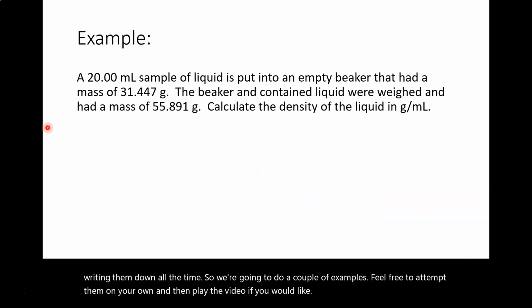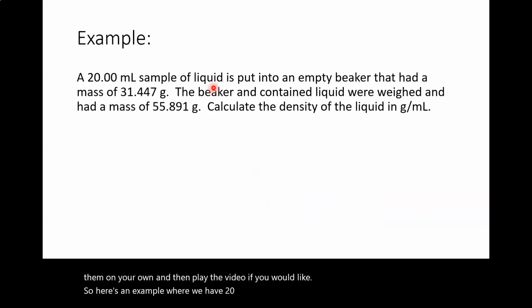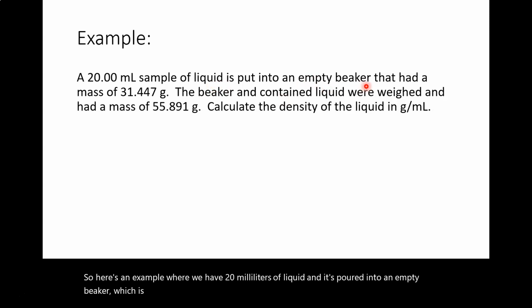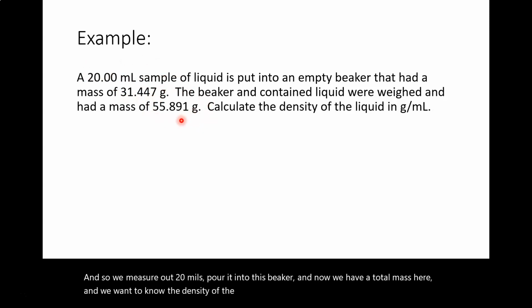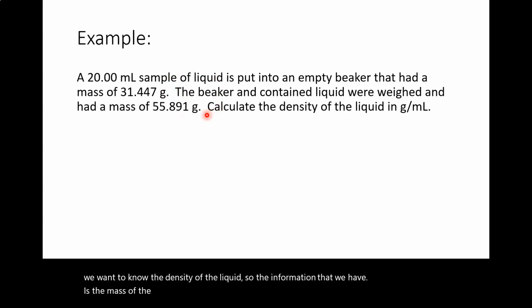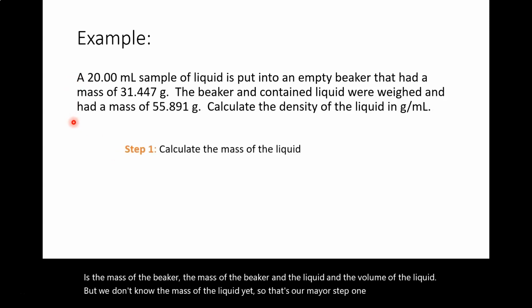So here's an example where we have 20 milliliters of liquid, and it's poured into an empty beaker, which is just a special lab container. And that beaker has a given mass of 31.447 grams. So we measure out 20 mils, pour it into this beaker, and now we have a total mass, and we want to know the density of the liquid. So the information that we have is the mass of the beaker and the liquid, and the volume of the liquid, but we don't know the mass of the liquid yet.